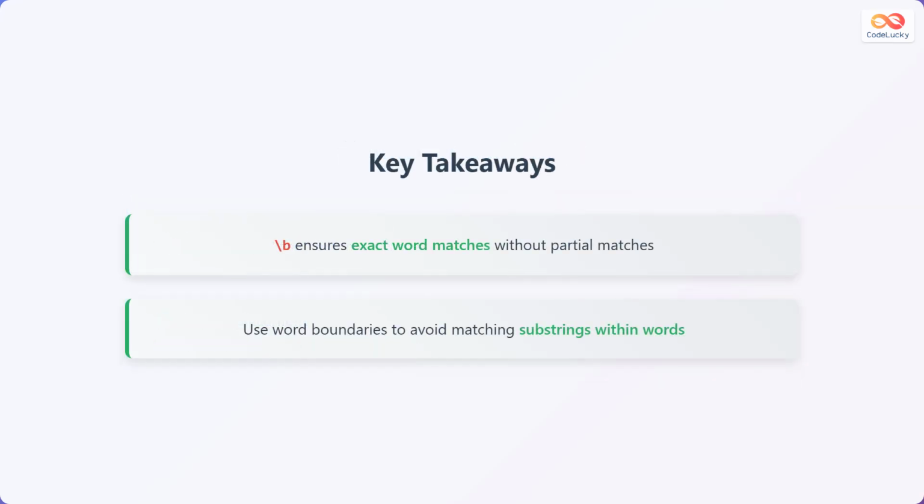To summarize, \b ensures exact word matches, preventing partial matches within other words. Always use word boundaries to avoid accidentally matching substrings within larger words when you're looking for complete words.